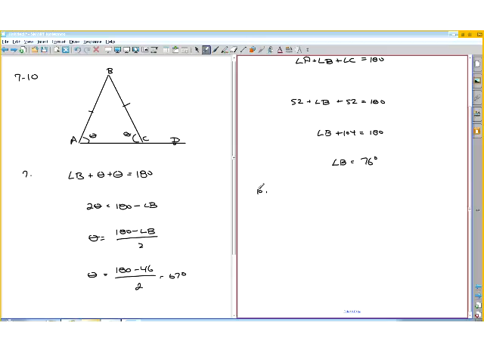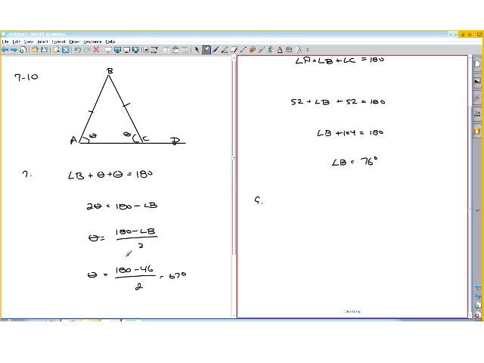Okay, number 10. Oh, actually number 9, sorry. Number 9. What is the measure of angle BCD if angle B measures 40? Okay, so BCD is this exterior angle. So we know that this plus that is equal to that. So if we can figure out theta, then we can figure out the external angle by adding theta plus B.